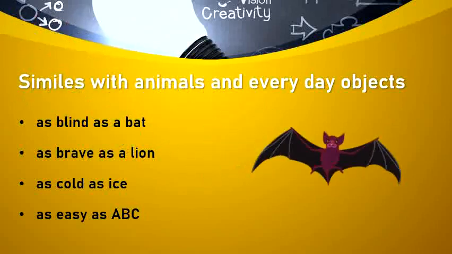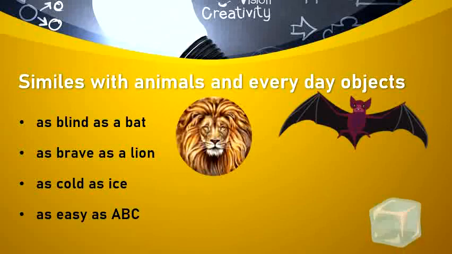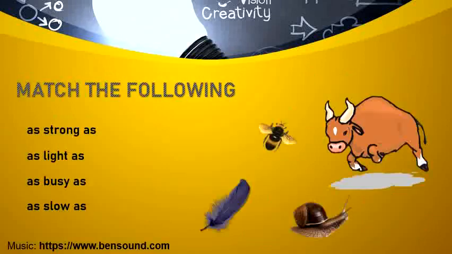As blind as a bat, as brave as a lion, as cold as ice, as easy as ABC. So children, do you think similes are as easy as ABC? Let us try a few activities then. For our first activity, you have to match the phrase to the object or animal concerned. Here we have a list of similes beginning with as strong as, light as, busy as, slow as.